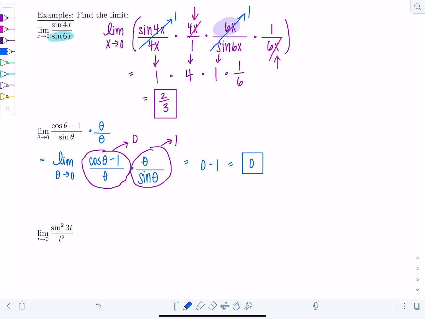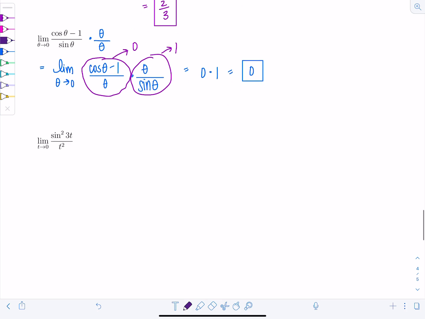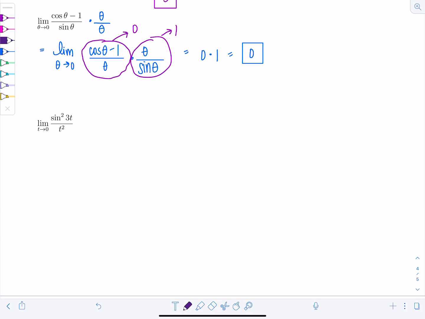Okay, one more. We have the limit as t approaches 0 of sine squared 3t over t squared. Okay, so notice the numerator squared, the denominator squared. I'm going to write this as the limit as t approaches 0 of sine of 3t over t quantity squared. All right, great. Now, what do you wish was going on in the denominator? The argument here has to match, right? What's on the other side? So I'm missing a 3. We're going to fix it.